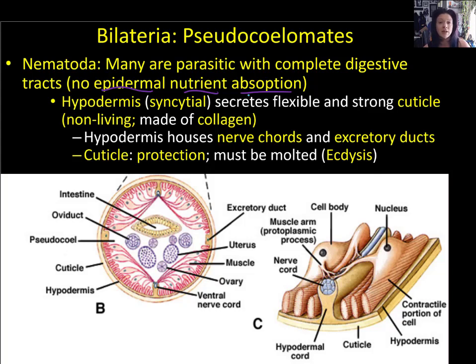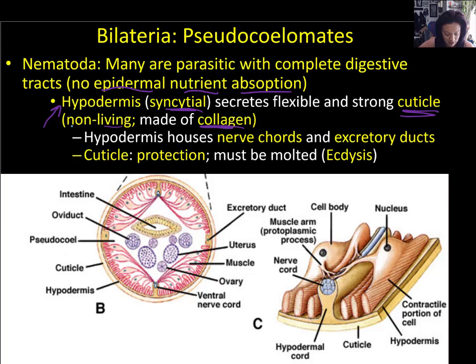Now, nematodes have extra layers of defense and protection against their host's immune systems and against their host's digestive systems. Their outer epidermal layer is called the hypodermis. It's also syncytial, but it secretes an additional layer of protection in the form of a cuticle made of collagen. The cuticle's non-living. It's not made up of individual cells.